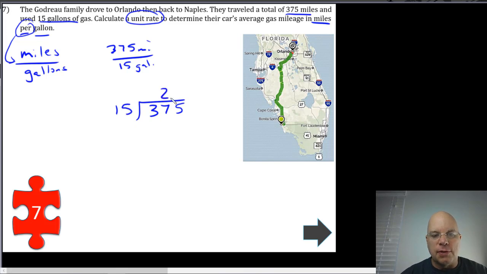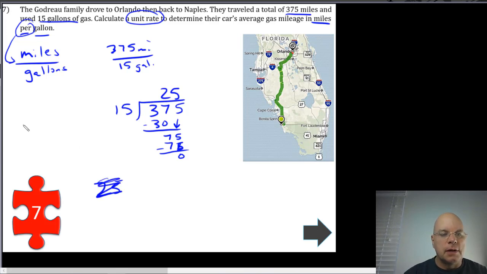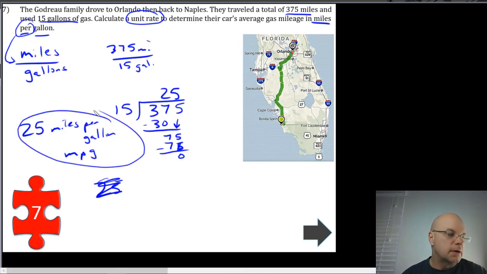There are 2 15s and 37. 2 times 15 is 30. Subtract, we get a difference of 7. Bring down the 5. There are exactly 5 15s and 75. Remainder 0, so 25 miles per gallon, or MPG if you're familiar with that abbreviation. That completes page 2. We'll pick up the review with page 3 on the next video.